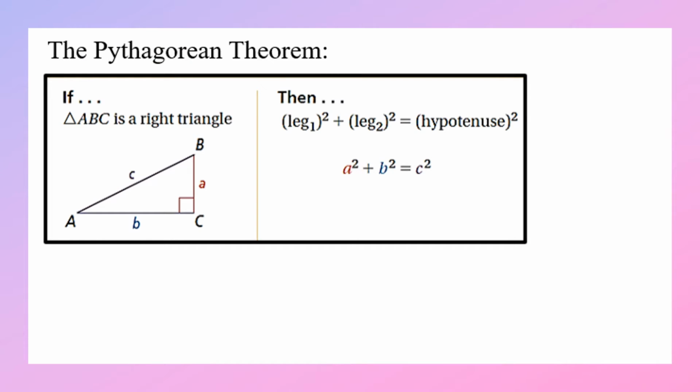So the Pythagorean theorem is if you have a triangle that is a right triangle, then the first leg squared plus the second leg squared equals the hypotenuse squared. So basically you have a squared plus b squared equals c squared. This might be something that you guys have already seen before. If you have, that's great. If you haven't, that's okay.